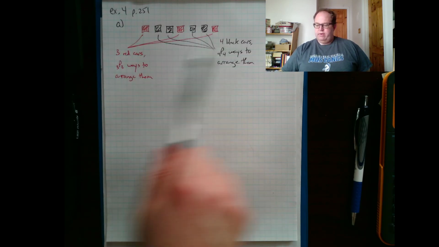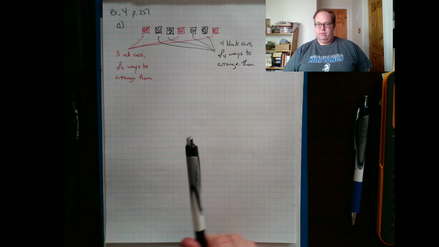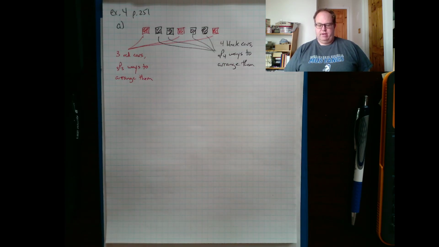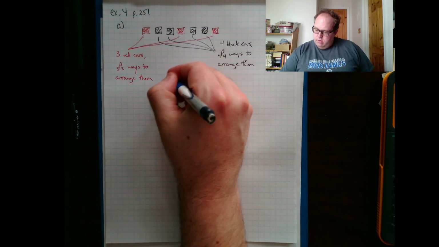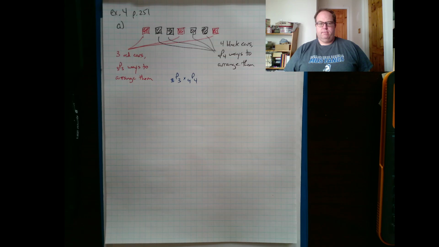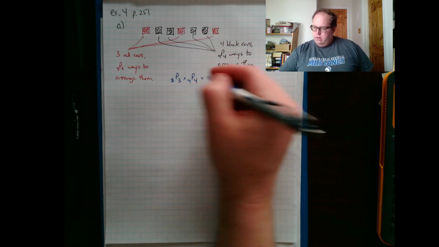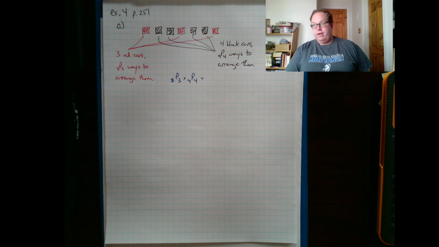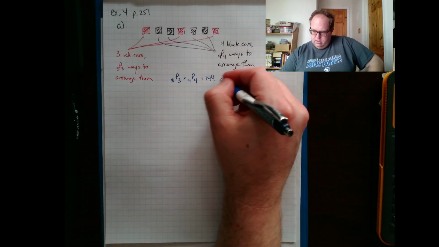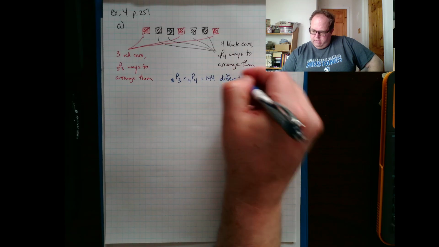Now, both of these arrangements have to happen in this situation. For any one situation, you need to have the 3 red cars arranged and the 4 black cars arranged. So what's the overall result going to be? 3p3 times 4p4. In this case, it will just be 3 factorial times 4 factorial, or 6 times 24, or 144 different possible arrangements.